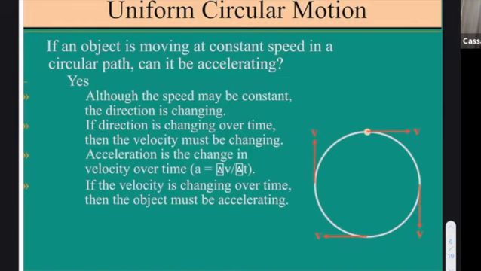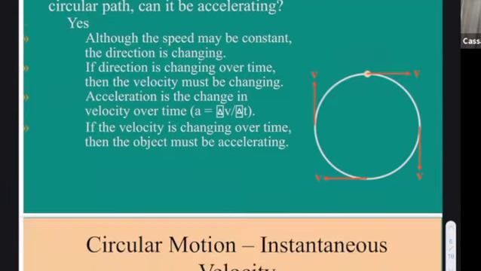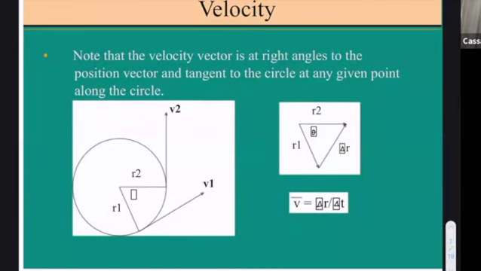Now, think for a minute. If the velocity is always changing directions, what way is acceleration always pointing? Think about it. Okay. So we'll get to it in a second. So note that the velocity vector is at the right angle to the position vector. So it's always tangent to the circle at any given point.